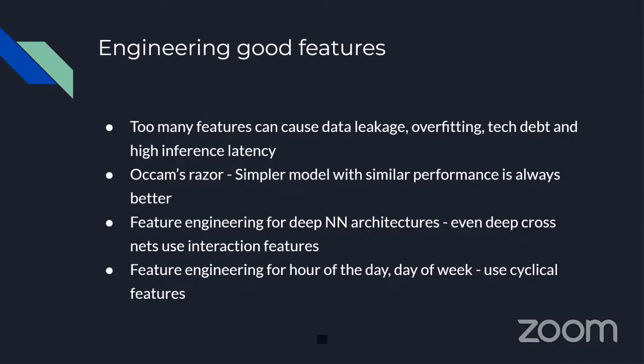If you overdo feature engineering, you can cause data leakage because of mismanagement of data. It can also cause overfitting, where you might start modeling noise. Of course, you might have tech debt and higher inference latency because your model size can be bigger. So what you would want to do is follow Occam's razor, which says that a simpler model with similar performance is always better. And adding more and more features to your model adds to the complexity of the model, right?